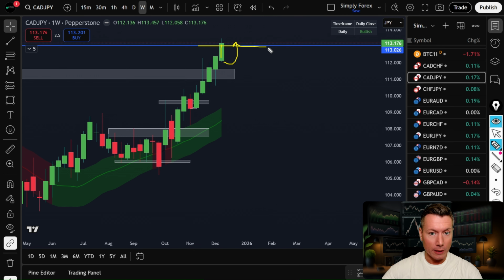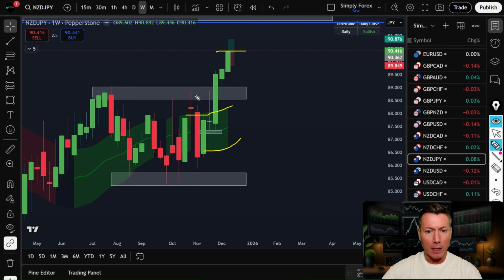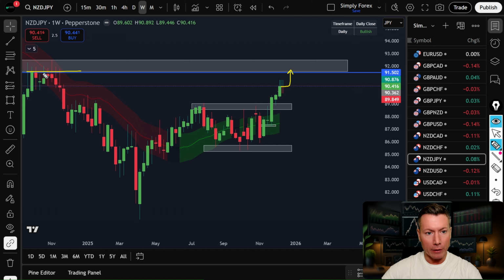The one yen pair I would look at is New Zealand yen. Why is that? It's because it's not crazy overextended. Here's the Smart River, and you can see price is not too far away from that. We've broken this level, we're in an uptrend, bullish, bullish, bullish, and we've got room to move back up to this next area of resistance. So New Zealand yen would be the only one that I would consider buying. It's the least overextended.